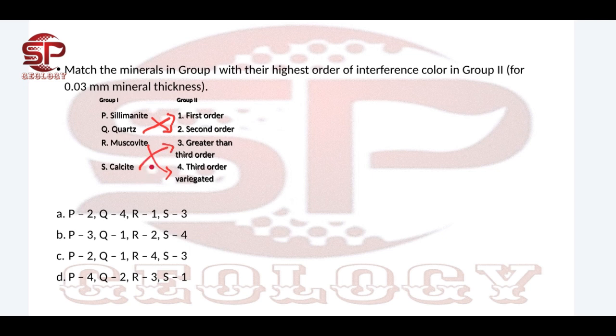This thing will be known from the birefringence. Calcite has higher birefringence, 0.142, and all others, like quartz, have very low birefringence, 0.009. So from that you have to remember. Otherwise you have to remember the simple order of interference color of individual minerals. So the answer will be P2, Q1, R4, S3.